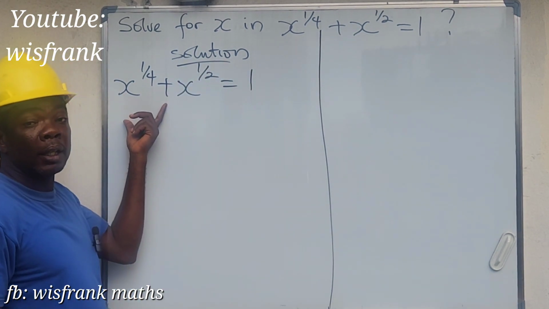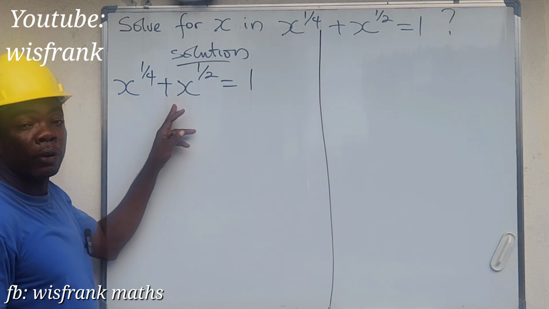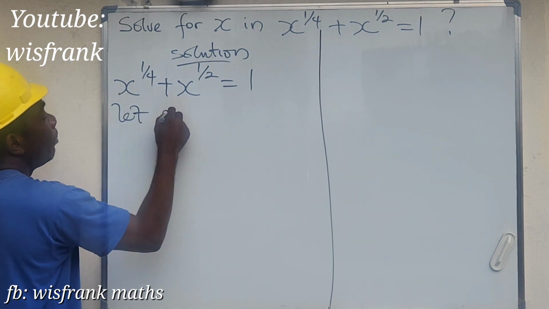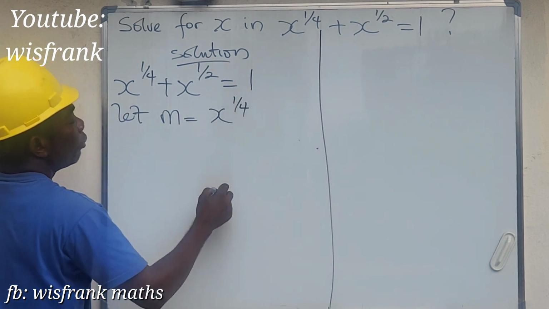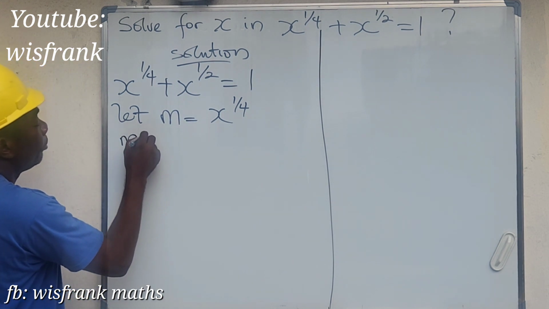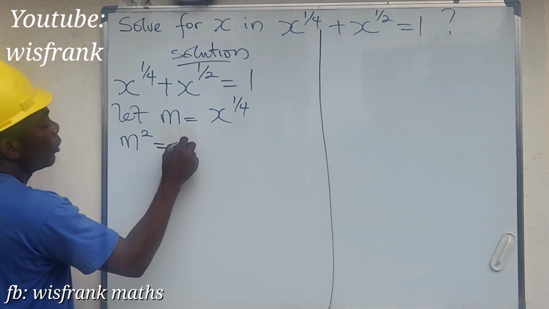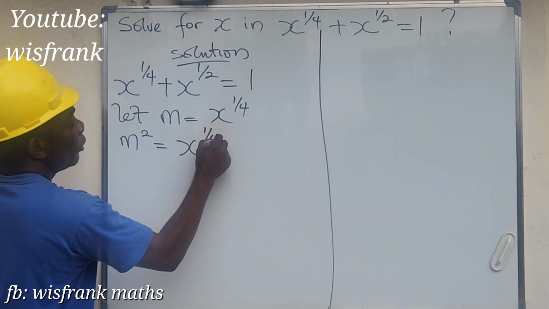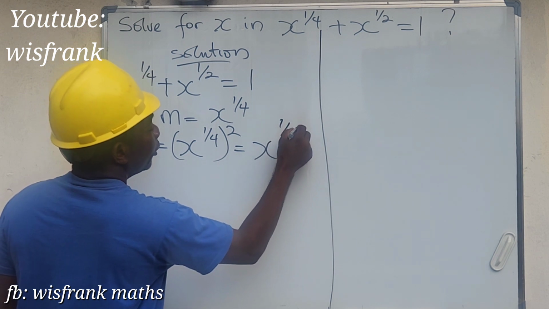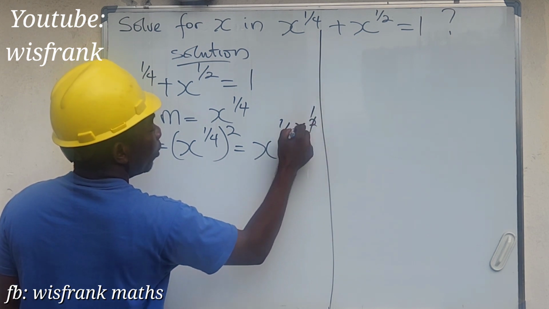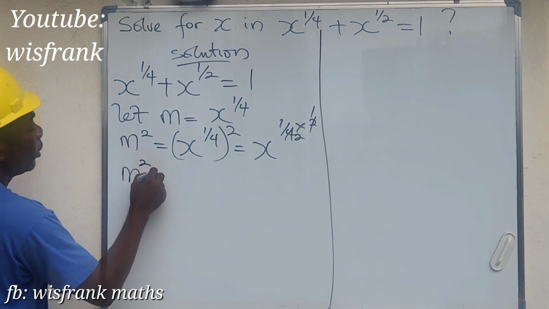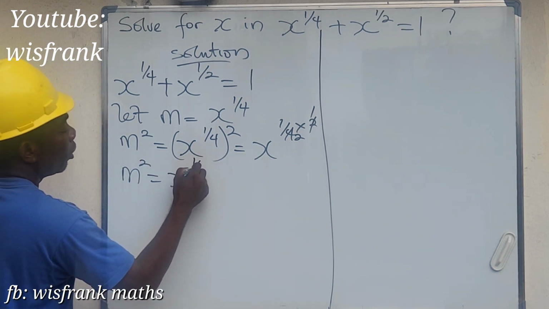So this is a radical equation and all we are looking for is to solve for the value of x. So in this case, we'll say let m equal x to the power of 1 all over 4. If we square m, m squared equals x to the power of 1 all over 4, squared. So this is the same thing as x raised to the power of 1 all over 4 times 2. 2 will cancel here, 2 will cancel here. So we are now left with m squared being x raised to the power of 1 all over 2.